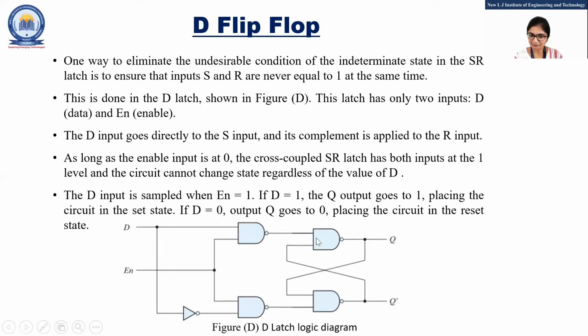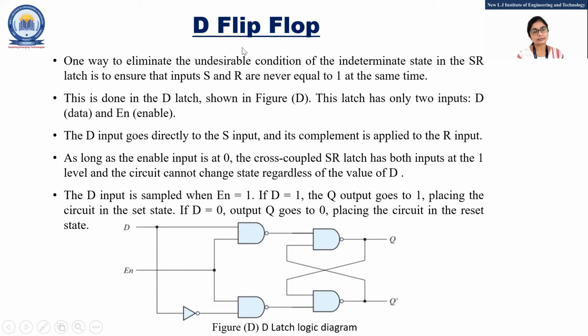This is nothing but the simple JK flip-flop as well as the T flip-flop. But what is the difference between this T flip-flop and D flip-flop? Simply, we are using an inverter here. So D we are applying directly to this input, and the complement input we are applying to this NAND gate.